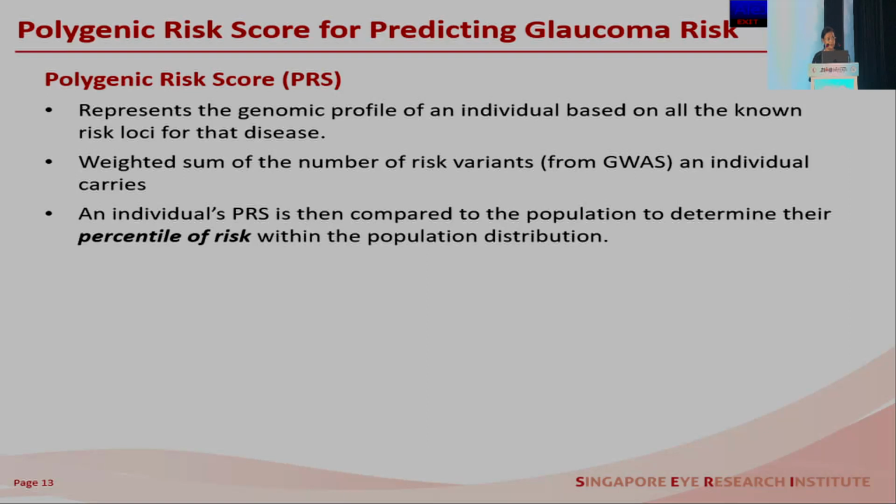A polygenic risk score is basically a quantitative summary of a person's individual genetic risk for a particular disease or a trait. An individual can have different polygenic risk for different diseases. The same individual, different polygenic risk for different diseases.